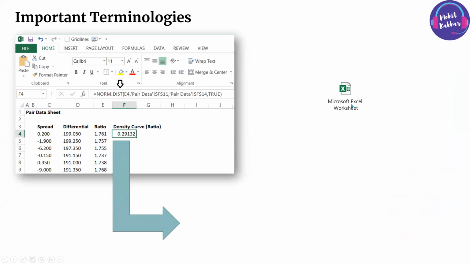ये Excel यहाँ पे है. You can look at this Excel, and there are other sheets as well in this Excel which will show you how to calculate this. Okay, here you will get the density curve.